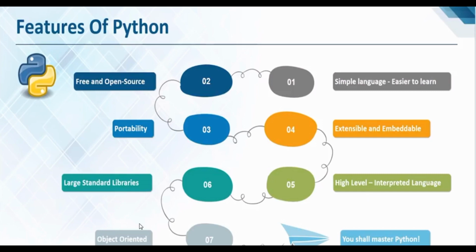The next thing, seventh point, that is very good, that is object oriented. Yes, we can create realistic applications through this feature, which is object oriented language, which is most popular, like Java. And at last, we can easily master Python also.